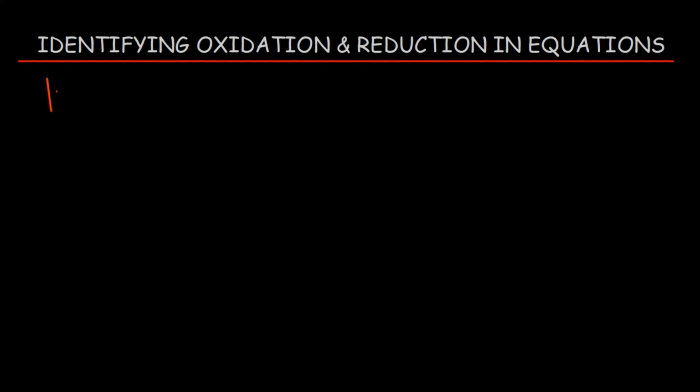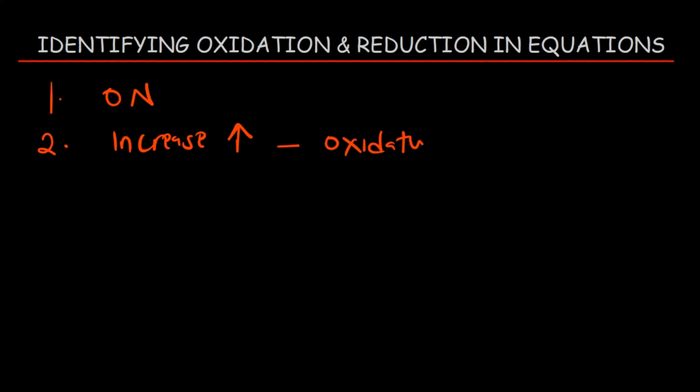So number one, for you to be able to do this every time, you have to assign the oxidation number, which I'm just going to write as ON. Then you have to look for the increase. If there's an increase, in this case it is going to be oxidation. Number 3 actually, if there's a decrease, in this case it's going to be reduction. Then after that you have to check if the electrons are balanced as well.